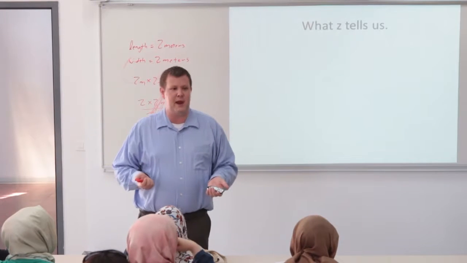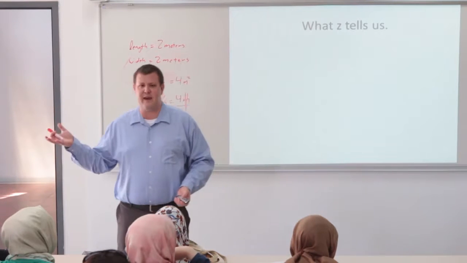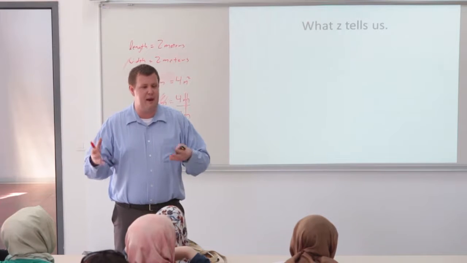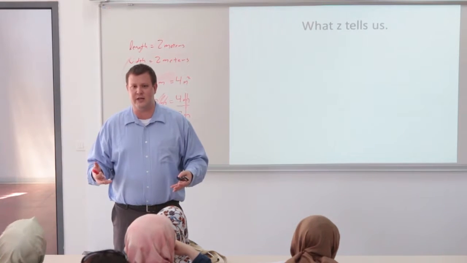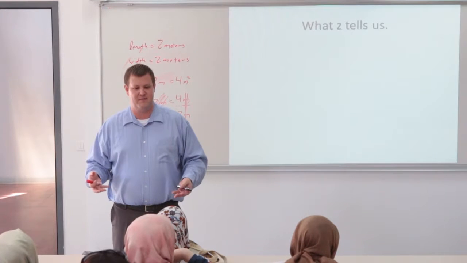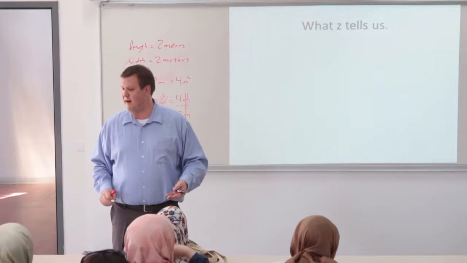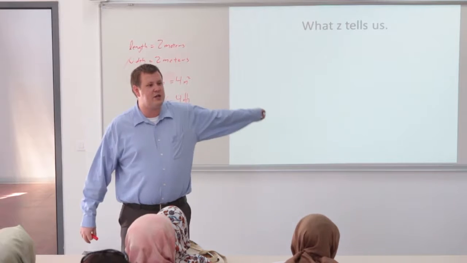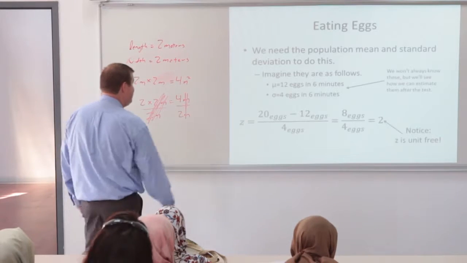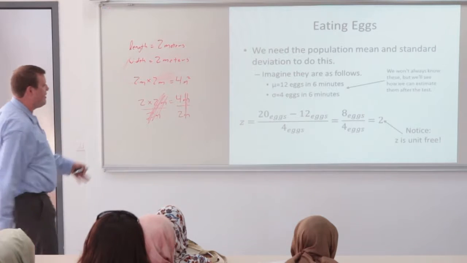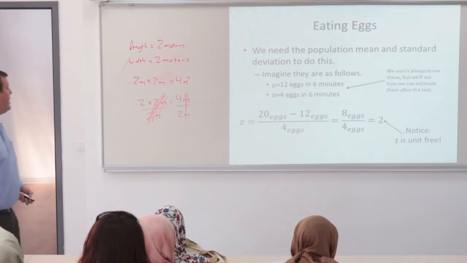I mean, how do you compare 2 eggs to 5 apples? Right? They say you can't compare apples to oranges. Well, you can compare apples to oranges if you standardize them. If you get rid of the apples part and you get rid of the oranges part, which you can do with the z-score. So our z-score is 2 for the egg eater.